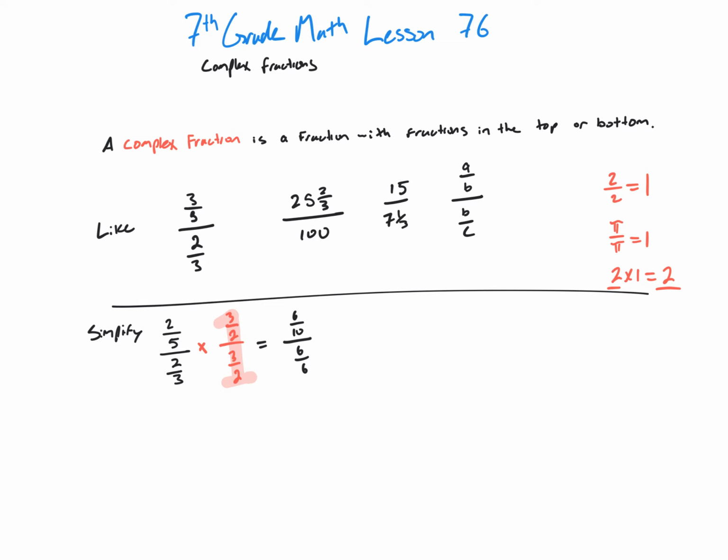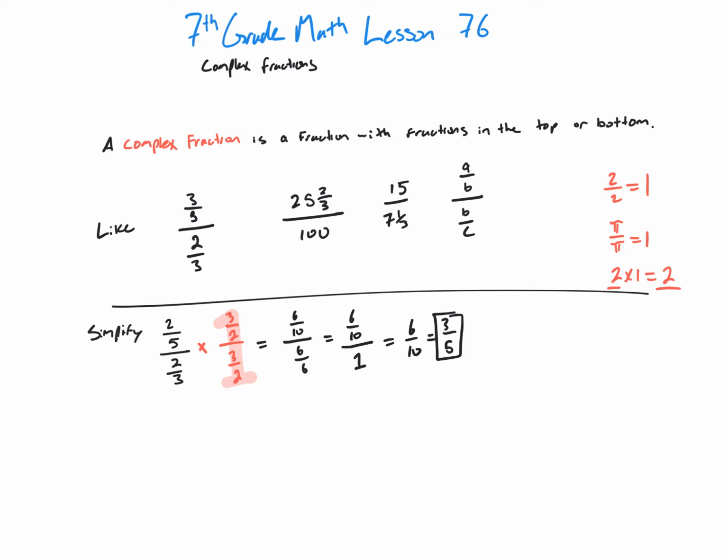Well, notice, what is 6 divided by 6? That's just 1. So this whole thing is going to be 6 over 10 divided by 1. We know that any number divided by 1 is just itself. So this is just going to be 6 over 10. And of course we can reduce that. 2 goes into both of those. So the top is going to be 3 and the bottom is going to be 5. So the answer is going to be 3/5.